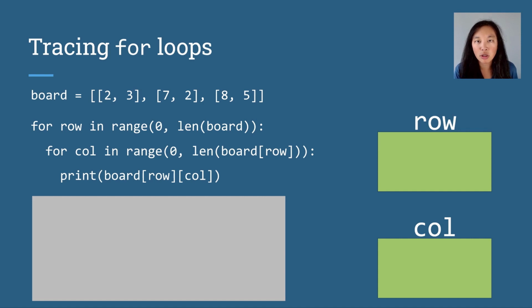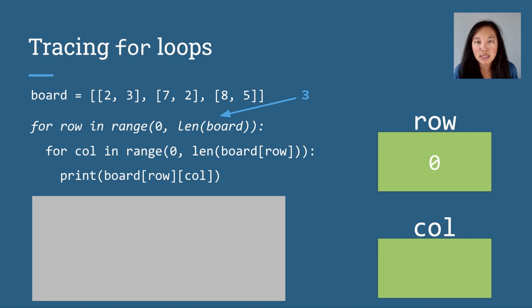We have the board from the slide before, and we have a nested for loop. So when the for loop starts first, it's going to do for row in range 0 to length of the board. What is the length of the board? Well, board has 3 items inside of it, so the length of board is going to be 3. So the first number in our range is going to be 0. So the variable row is going to contain the value 0.